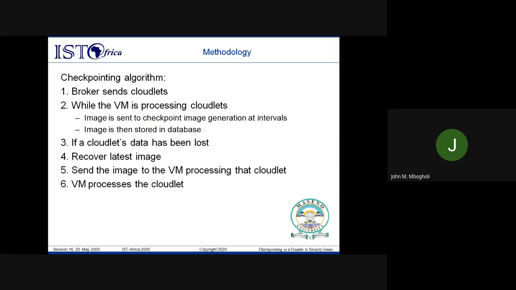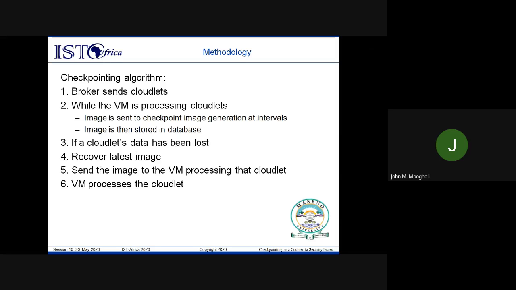Here in the methodology, we see the checkpointing algorithm, which can be seen in 6 simple steps. In the first step, the broker sends the cloudlets to the data center for processing. The cloudlets are being processed by the VMs, or virtual machines, that are found in the data center. That is, the cloudlets are assigned in some order to the VMs available that have been created by the data center.